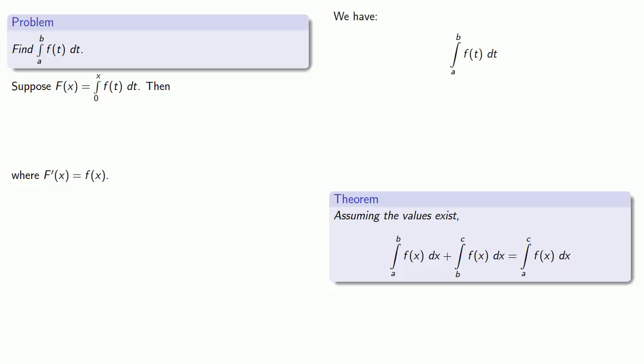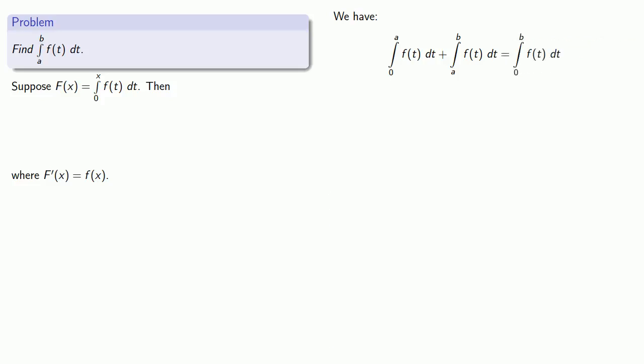Since we know something about the integral from 0 to someplace, let's start with an integral from 0 to a, and this gives us the integral from 0 to b. But we know the integral from 0 to a and the integral from 0 to b, so we can substitute those in and solve. And that gives us the value of the integral from a to b.